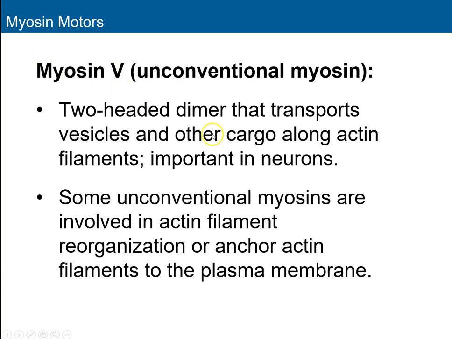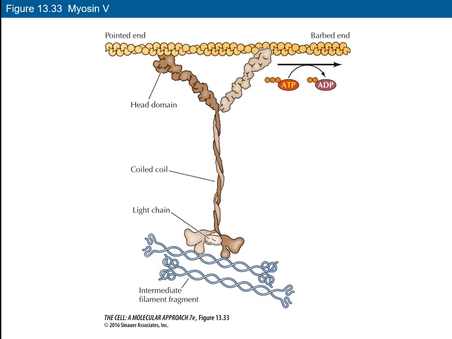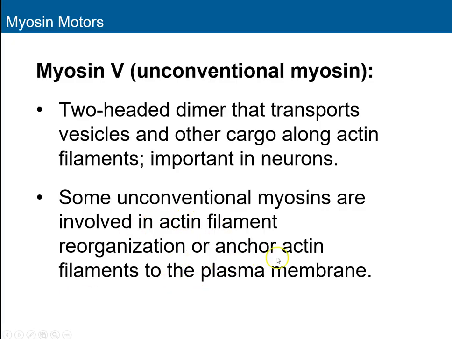Here's another example, myosin 5. This one just has a slightly different structure, but it's the same idea. It's moving things along actin filaments. This myosin 5 is particularly important in neurons because it's moving around neurotransmitters, and also other things besides just vesicles here. This is just showing you that some of the other ones are involved in actin reorganization or anchoring. Don't worry about this. Let's just stick with myosins moving things along the actin filaments, okay?